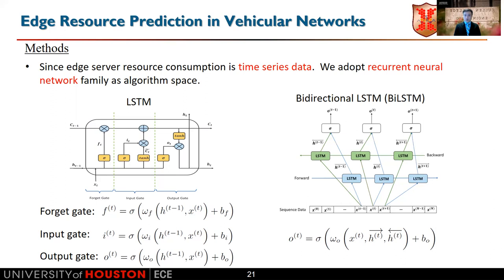Besides, we also use the bidirectional LSTM. So for LSTM, it only considers the clockwise information, but for bidirectional LSTM, it considers both the clockwise and the counterclockwise information. So the output will be decided by two different information flows.